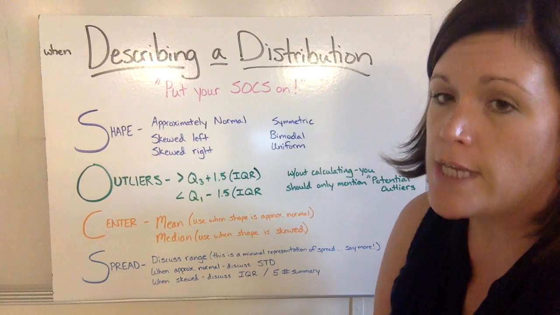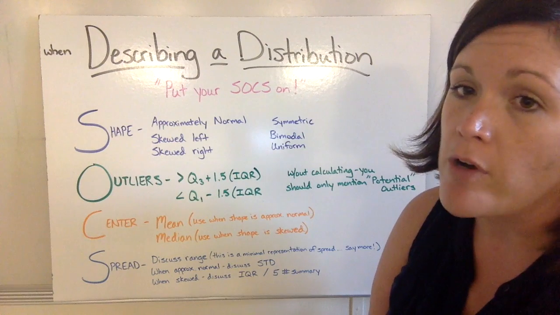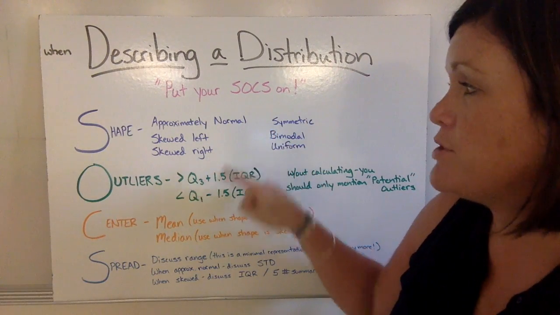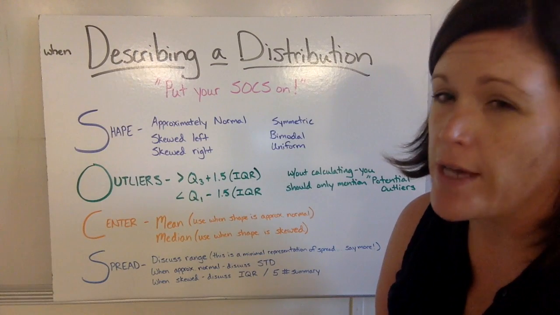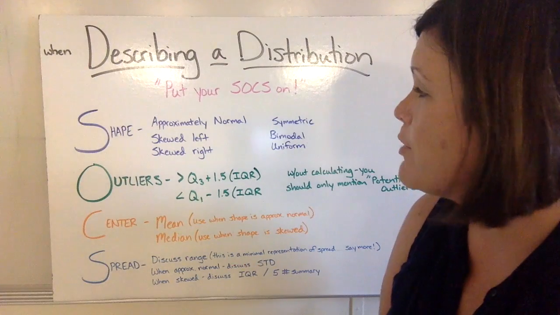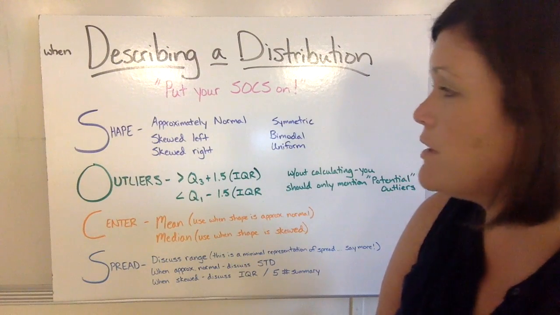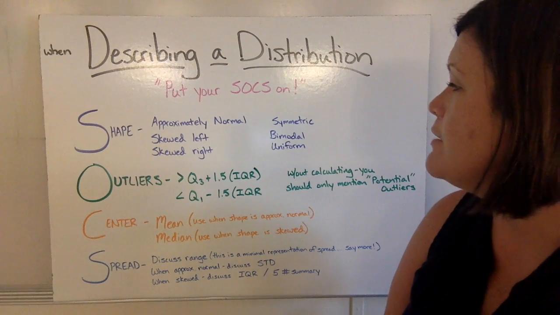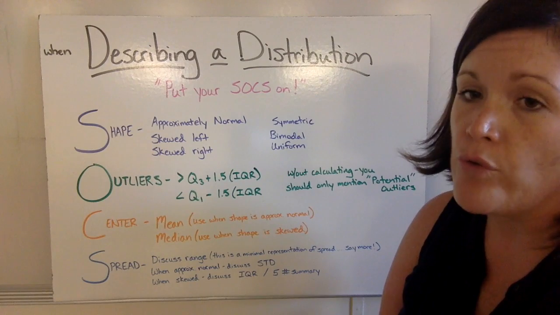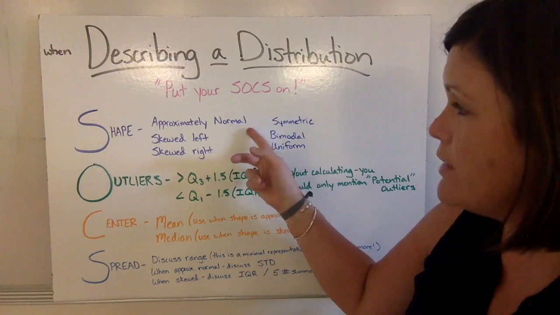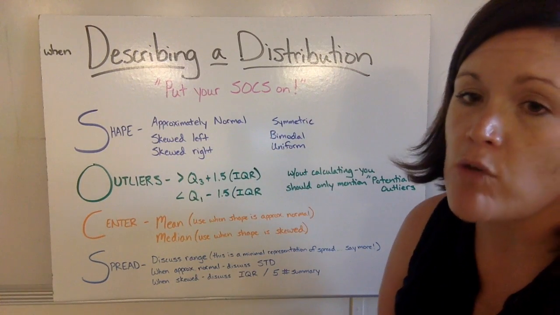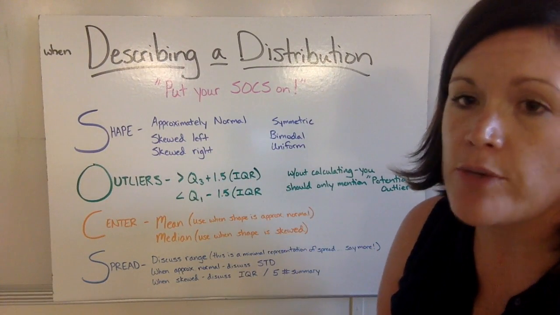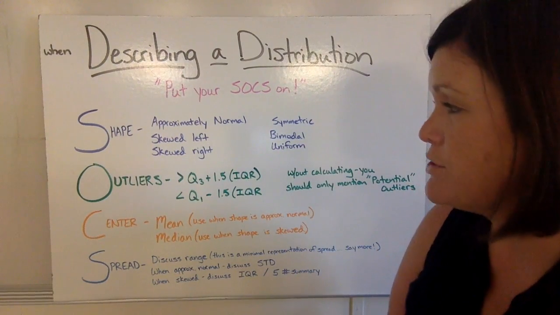So for the first S, that is considered the shape of our graph. The shape is normally going to be these three options, except on rare occasion. It's either going to be approximately normal, skewed to the left, or skewed to the right. And every now and then you might see a graph that is bimodal or uniform. And then symmetric is another way you could call something approximately normal. But some things that are approximately normal are not quite symmetric, so we don't always use that word interchangeably.